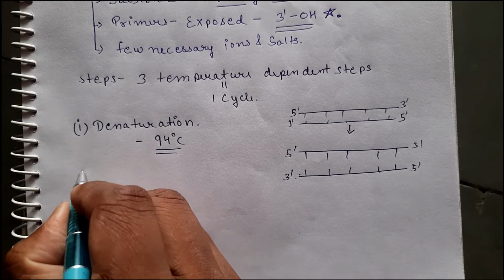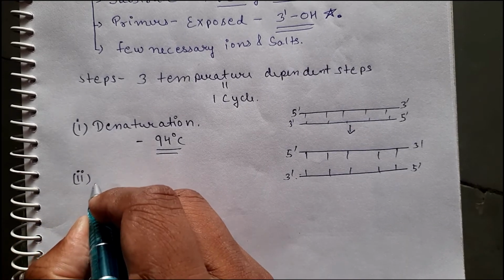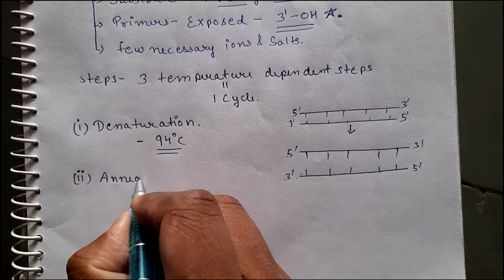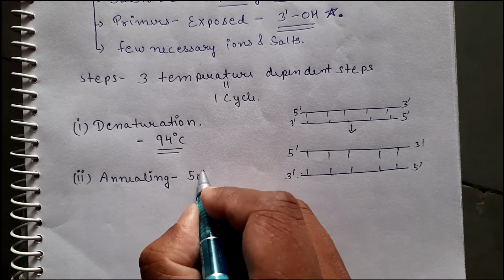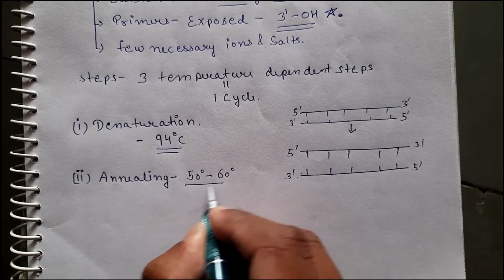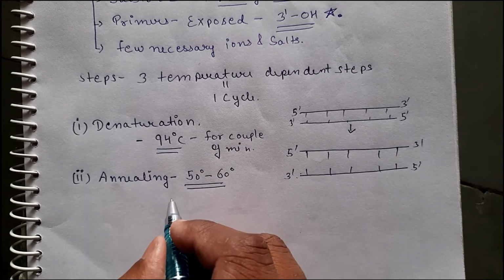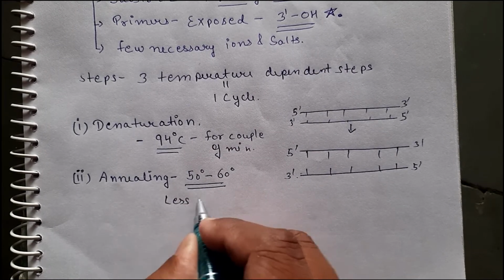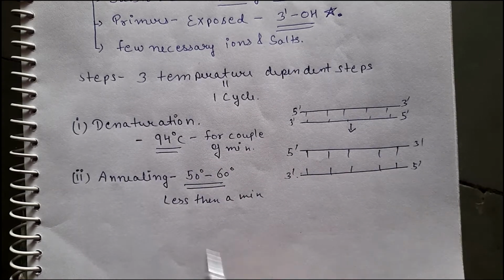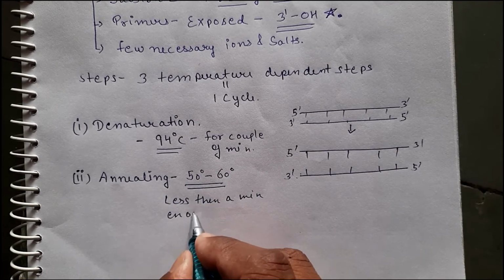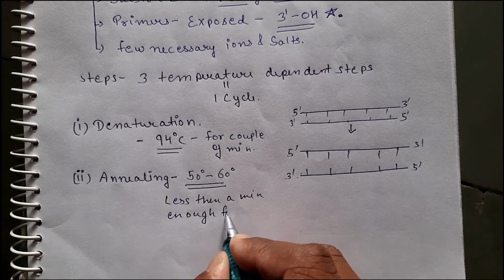And now the second step is annealing. In this step, the solution temperature is brought down to between 50 and 60 degrees Celsius for less than a minute. That's enough for the primers to bind to their complementary strand. That means in this step, primers bind to their complementary DNA molecules.